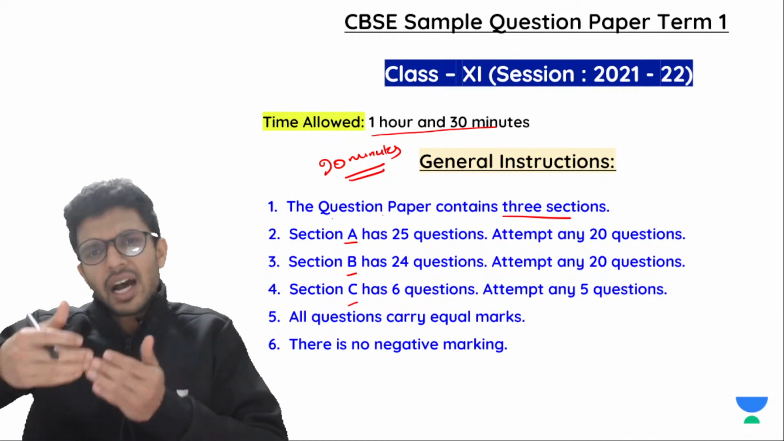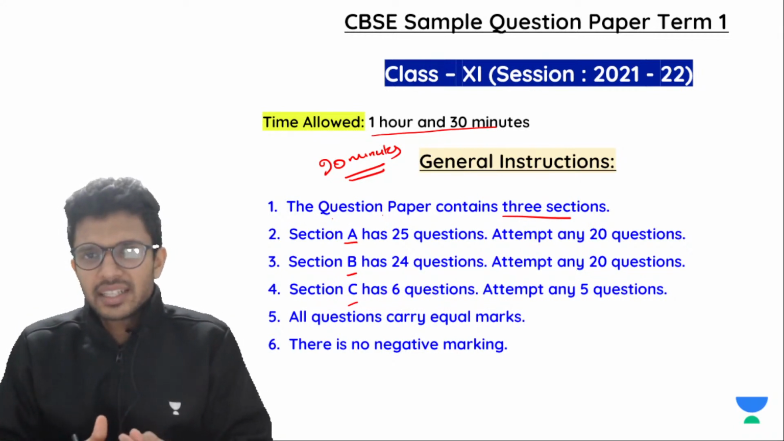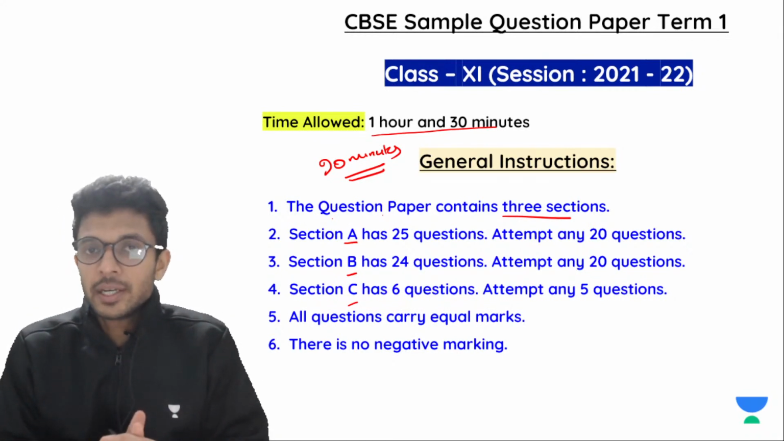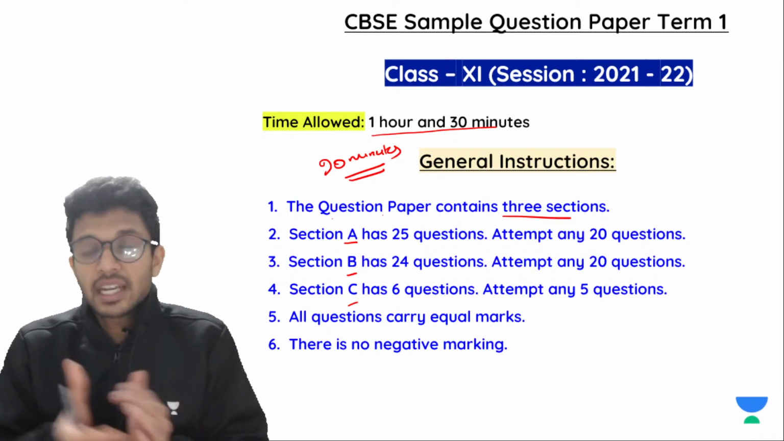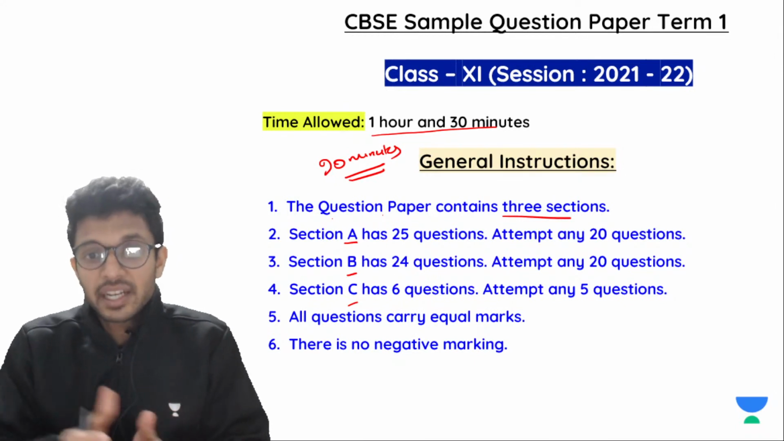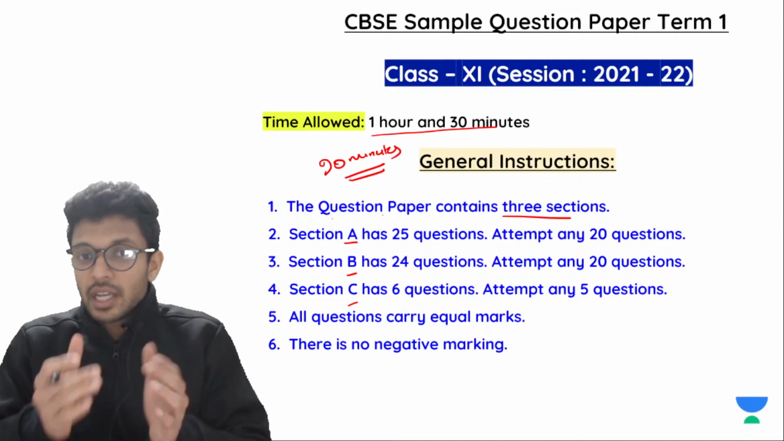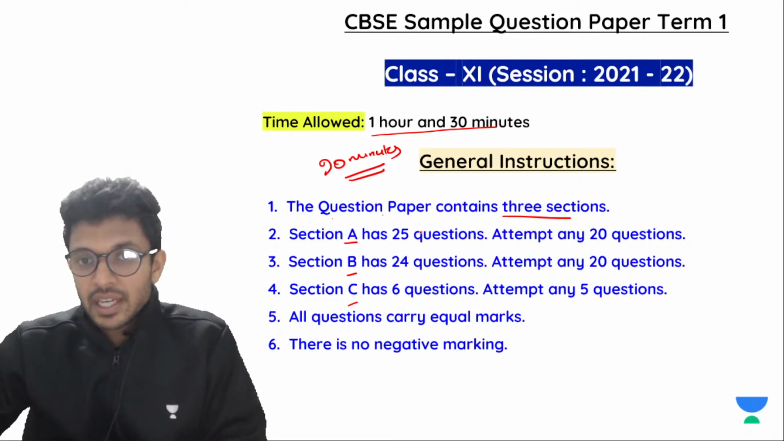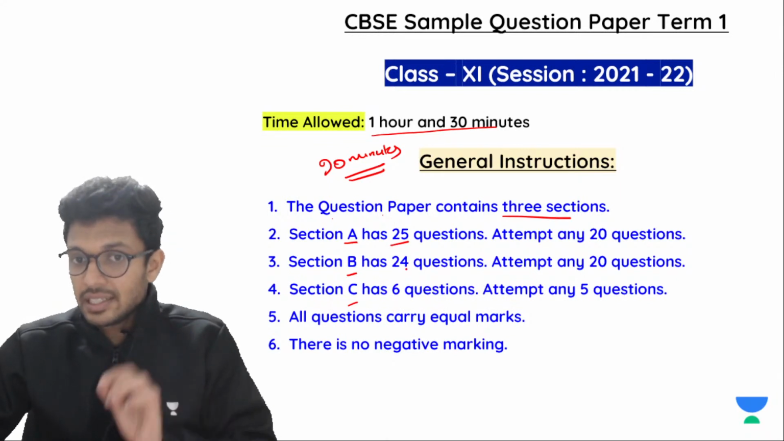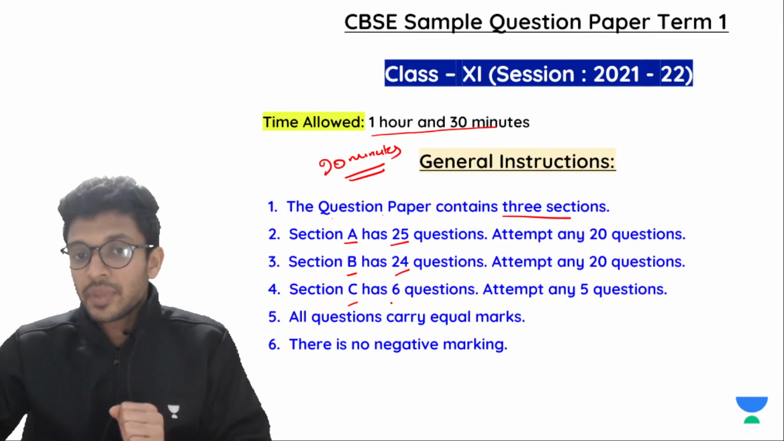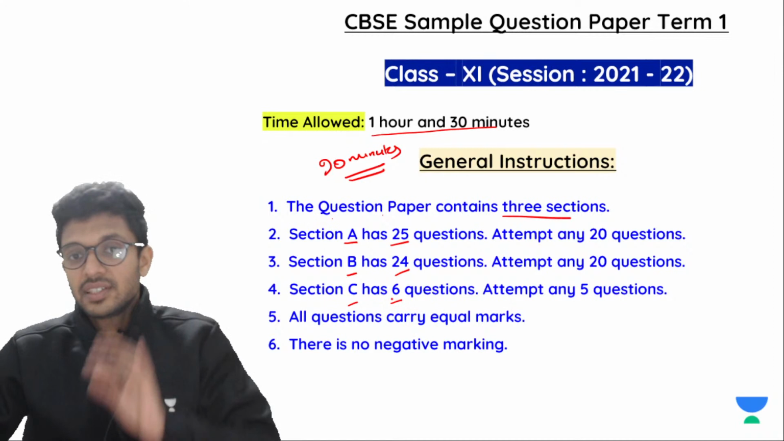Section B, the hardness will increase a bit, and in section C it will mainly be paragraph questions. Okay, now this is how the sections are divided, and the number of questions in each section is 25 in section A, 24 in section B, and 6 questions in section C.